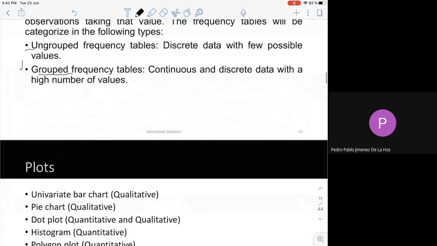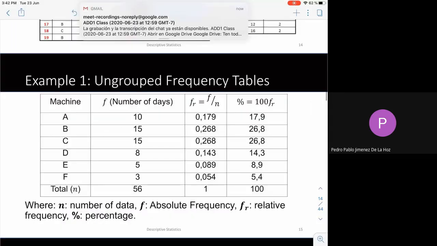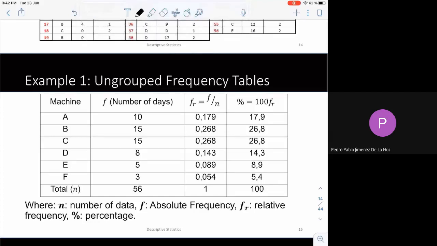Please look at this table. In each row we have A, B, C, D, E, F. Please notice that there is only one value per row. So we are not grouping data. We're not aggregating data. It's only one outcome per row.